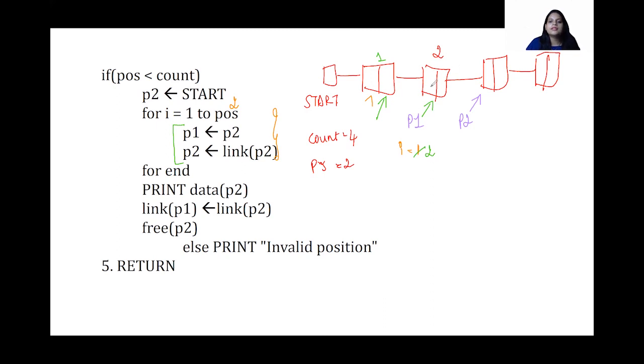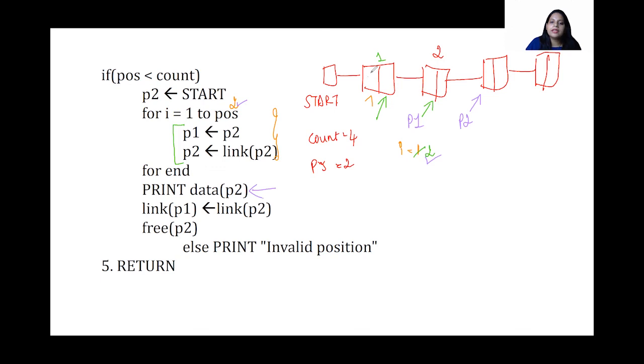Now our P1 has reached the position, and this is the node which we are going to delete because it is the next node after the given position. So this algorithm works in that way: if you give a position, it is going to delete the node which is after that given position. My for loop is going to end over here because position is 2 and we have already reached 2. After that, I'm going to print the data of P2.